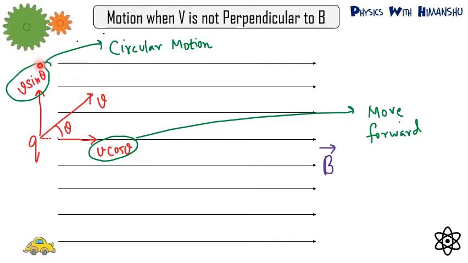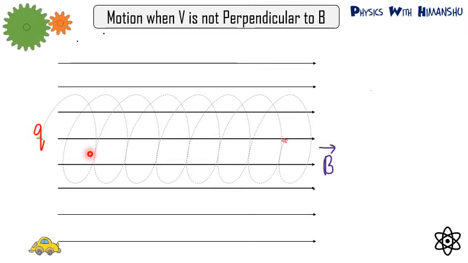So what will happen? There will be circular motion due to this component. So the particle will be in circular motion due to V sin theta and the particle will move forward due to V cos theta. So what kind of path will be there if this kind of motion is there? So the path will be helical in nature. So the particle will be in circular motion also and the particle will also move forward.